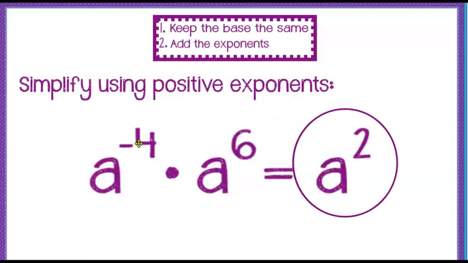Sometimes your exponents might be negative. You still compute the same. Negative 4 plus 6 makes 2. Keep the base the same, add the exponents.